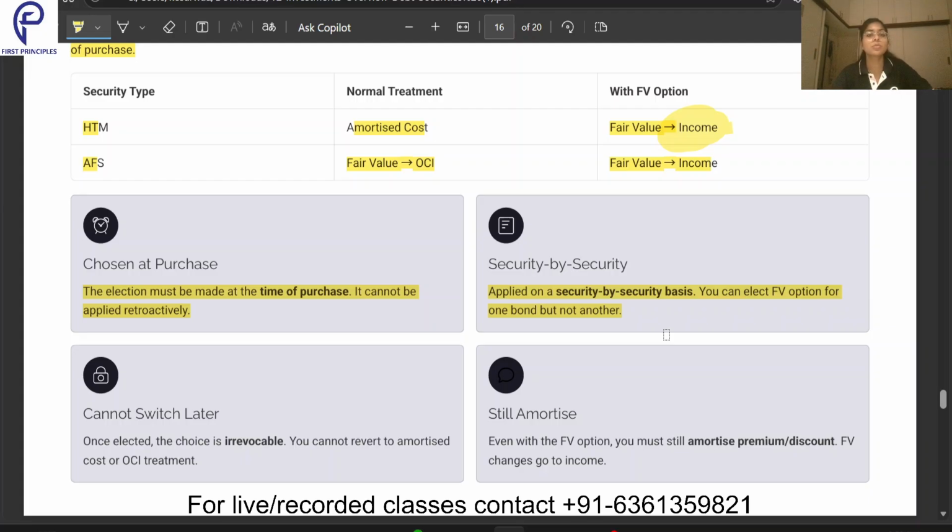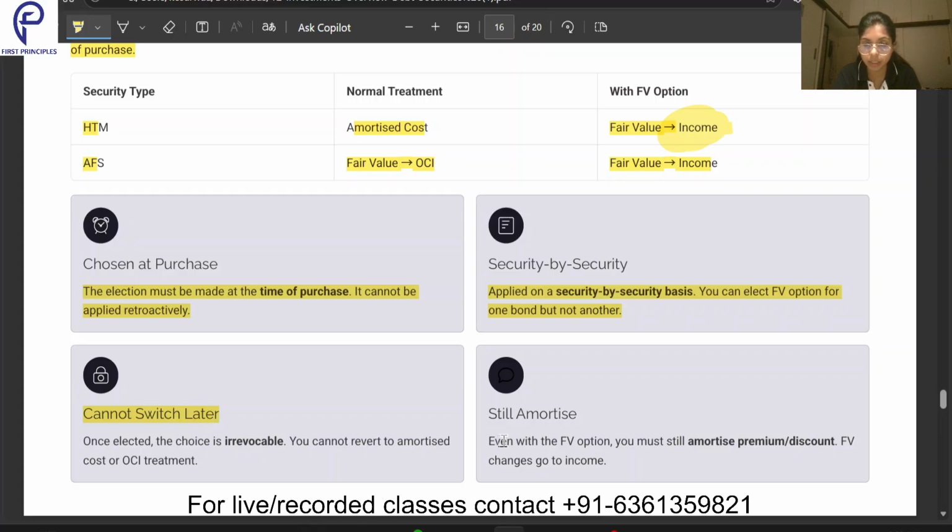That means now suppose if I have two bonds, one bond I have bought from Reliance, one bond I have bought from Tata. So in that case, if I am choosing fair value method for Reliance bond, that doesn't mean that for the Tata bond also I need to choose the fair value option. I can choose some other option, like I can stick to the amortized cost option also. Okay, then it cannot be switched later. That means if you have chosen one kind of accounting treatment, at what cost this should be measured, then it is irrevocable. That means I cannot change the method.